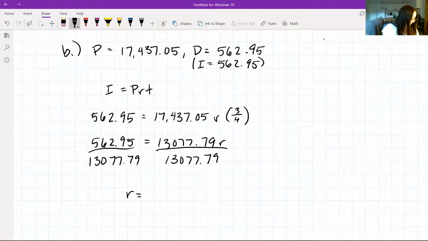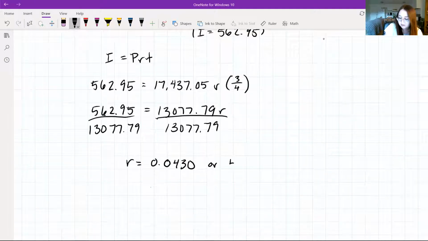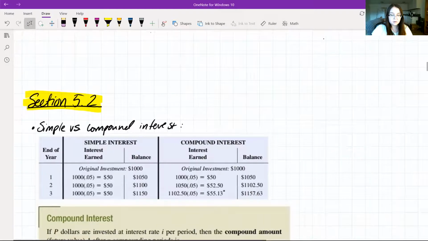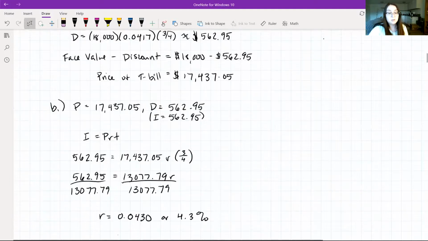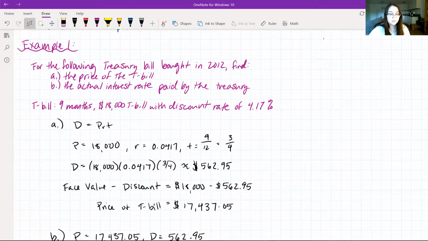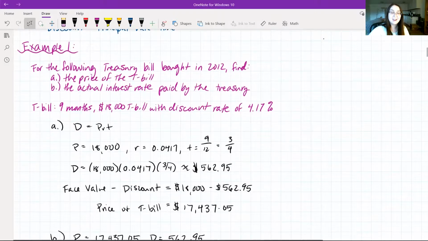And we end up getting that our rate was 0.0430 or 4.3%. So we see that the interest rate that the Treasury paid was 4.3%. All right. So learning about our Treasury bills with our discounts and interest rates, those are going to be the most important thing that we do from section 5.1.